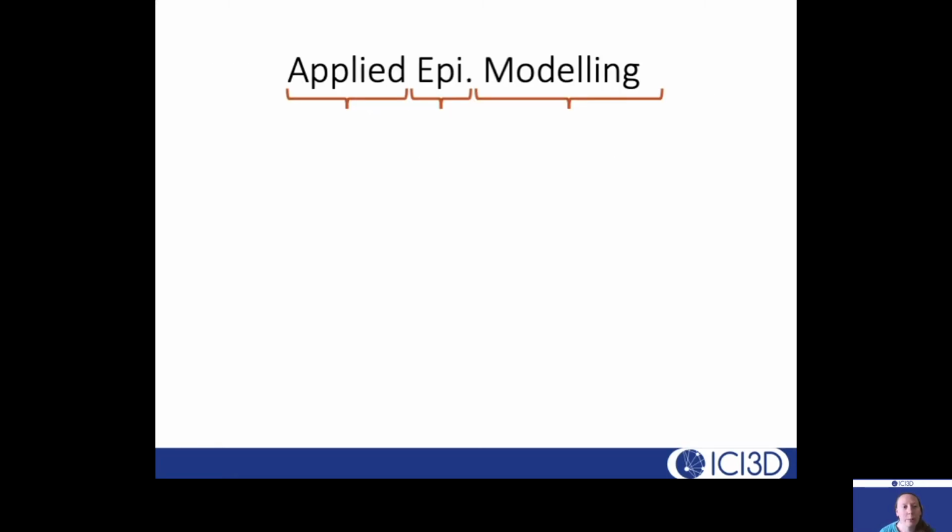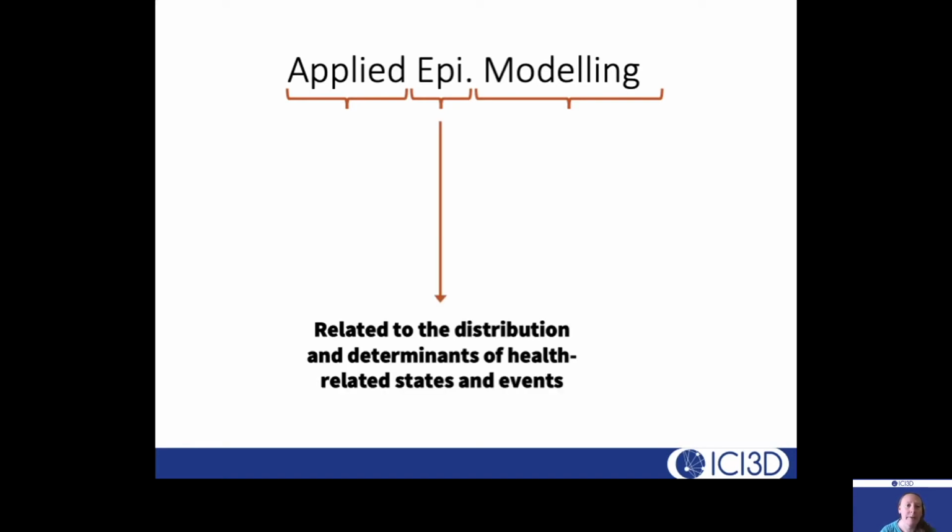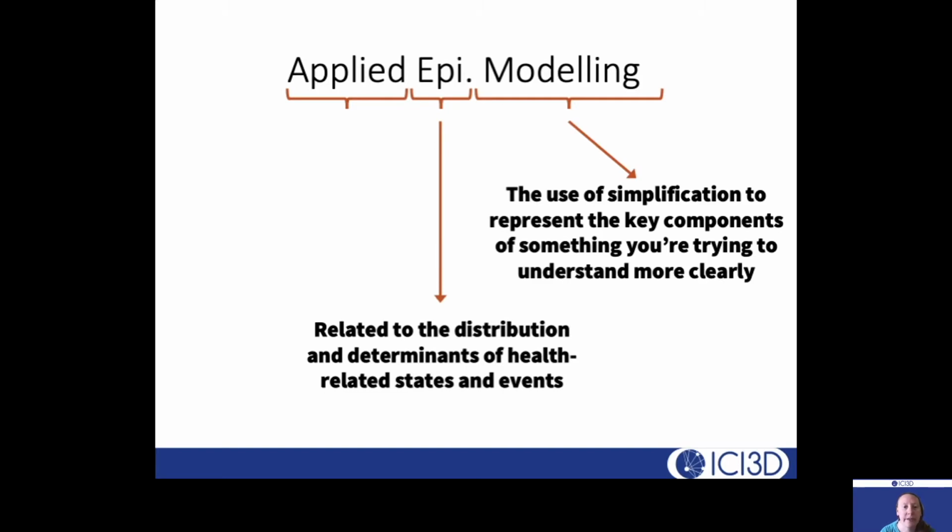First, I'm going to start by defining applied epidemiological modeling. By epidemiological, I mean related to the distribution and determinants of health-related states and events. By modeling, I mean the use of simplification to represent the key components of something you're trying to understand more clearly. And by applied, I mean for application to the real world.